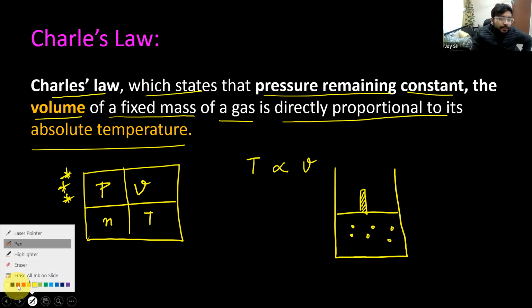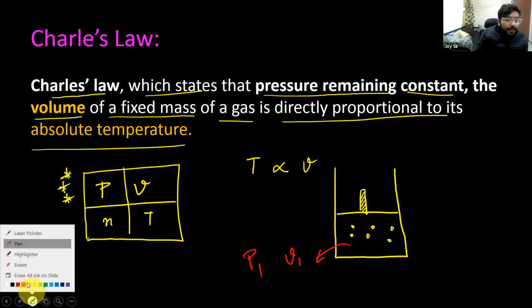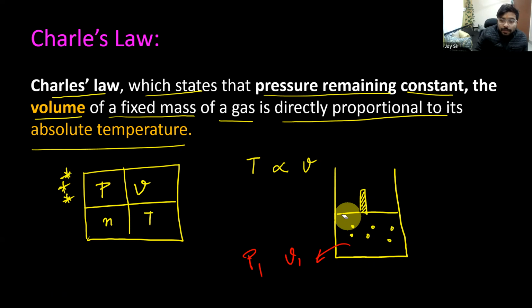Normally, if the piston goes up, then the pressure decreases automatically. Whatever the volume is, it is V1 and P1. Now if the piston is moving up, the volume is increasing. When the volume increases, the pressure will somehow decrease, right? So suppose the piston has gone up and has come over here.